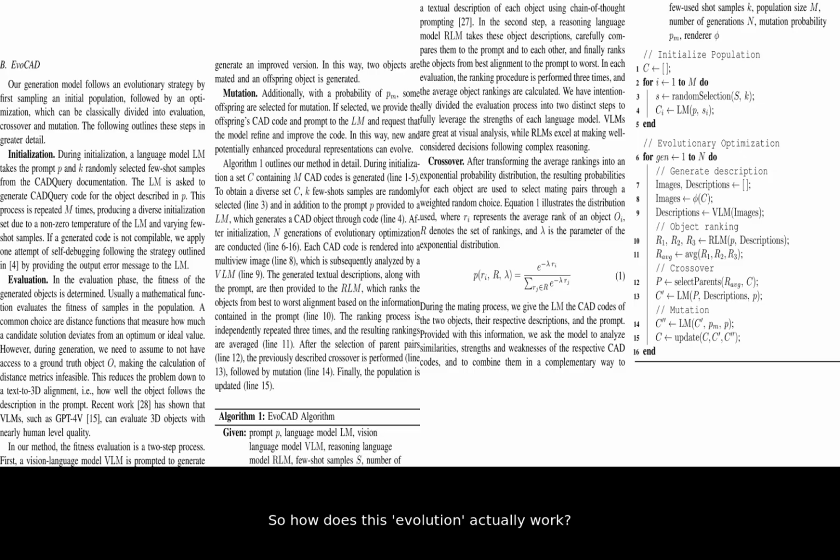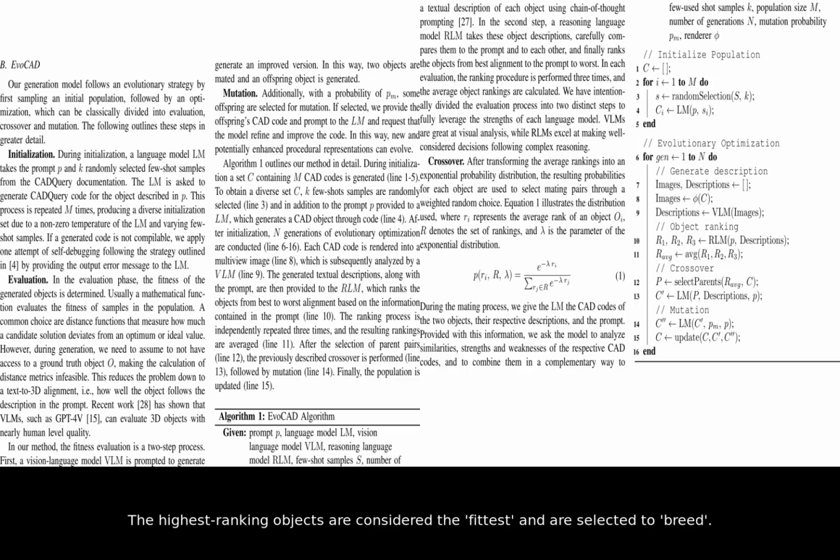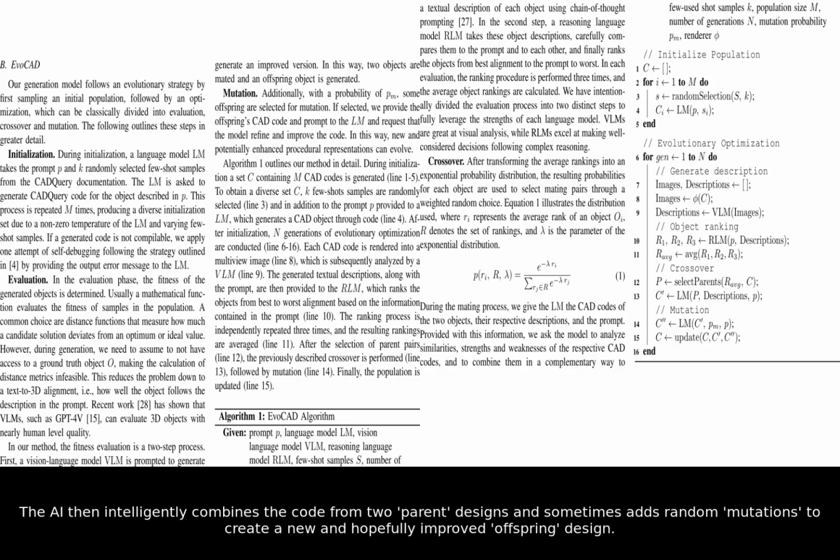So how does this evolution actually work? The system uses a vision AI to look at all the generated 3D objects and a reasoning AI to rank how well they match the original prompt. The highest-ranking objects are considered the fittest and are selected to breed. The AI then intelligently combines the code from two parent designs and sometimes adds random mutations to create a new and hopefully improved offspring design.